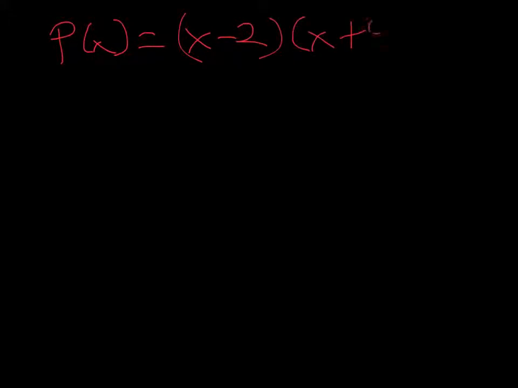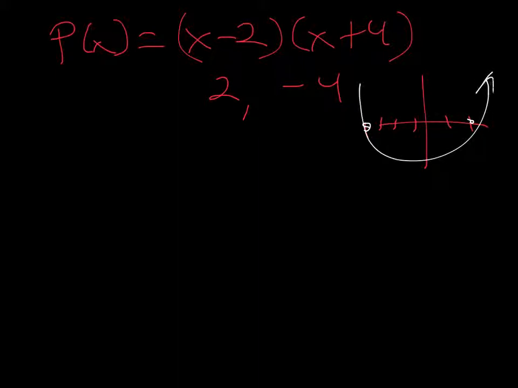What if I gave you p of x equals (x minus 2)(x plus 4)? I mean, you obviously know how to come up with your zeros now, right? Your zeros are going to be 2 and negative 4. So you could graph that guy. You'd have a 0 here and a 0 here, and it would look something like that. So you're good with that, right?